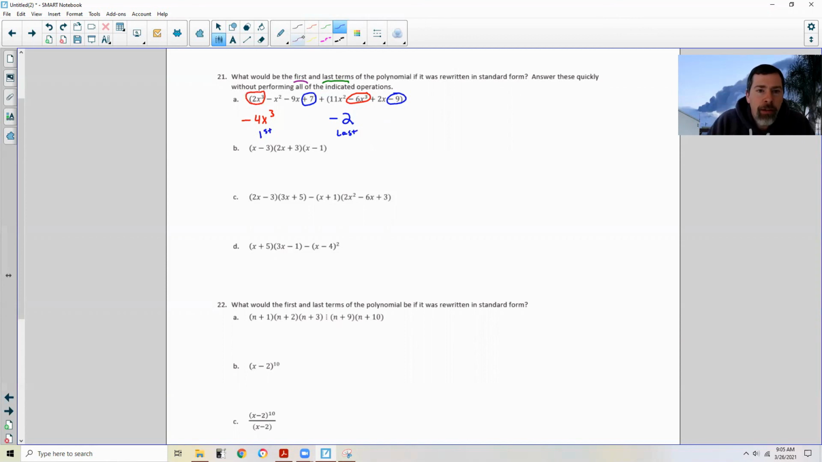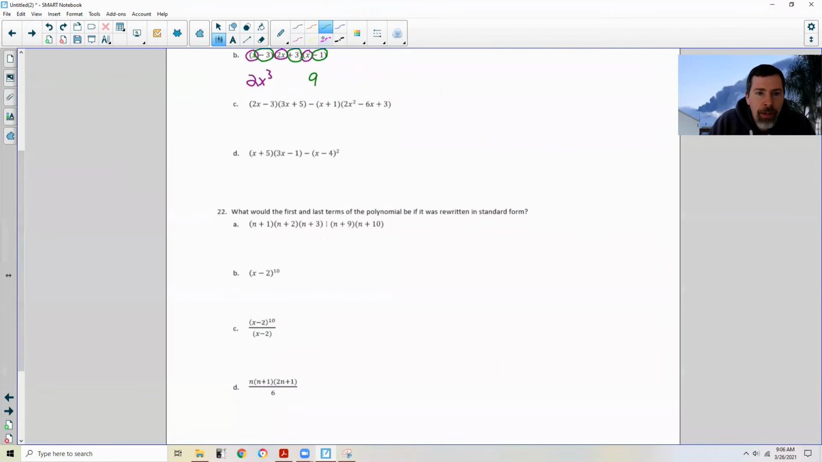Okay? B. This is 3 binomials multiplied. If we multiply the first term times the first term times the first term, that will give us our new first term. So it's x times 2x, which is 2x squared, times another x, which would give us 2x cubed. There's our first term. To get our constant at the end, we just multiply the constants without distributing everything. We just need the first and last. Negative 3 times a positive 3 is negative 9, times a negative 1 is a positive 9. So my first term is 2x cubed. My last term is 9.